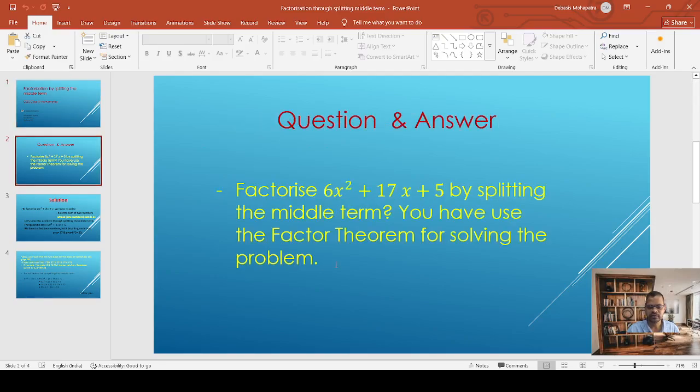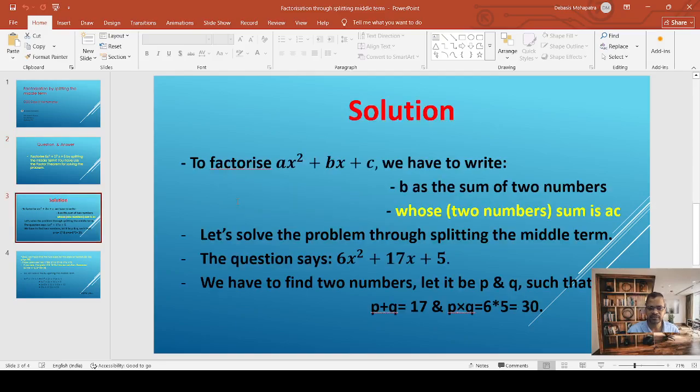So let's find out. Here the question says, factorize 6x square plus 17x plus 5 by splitting the middle term. Here the middle term is 17x. We have to split it. And the question also says you have to use the factor theorem for solving the problem. This second portion may be mentioned in the question paper or may not be mentioned, but it will be said that if there is an algebraic equation like this, then factorize it by splitting the middle term. So let's have a solution.